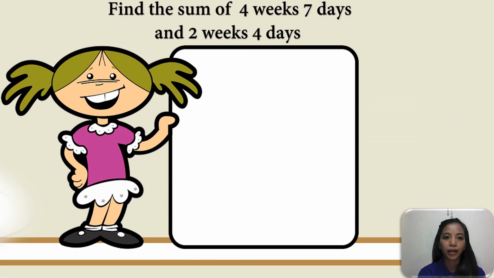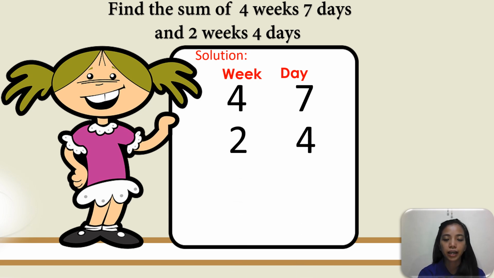Last example, find the sum of 4 weeks, 7 days, and 2 weeks, 4 days. Let's solve. Write the two units, week and day, and then the first time given, we have 4 weeks and 7 days. The second time given, we have 2 weeks and 4 days. Since it is sum, we are going to use plus symbol. So let's add the day first. So 7 plus 4 is equal to 11. And then the week we have 4 plus 2 is equal to 6.